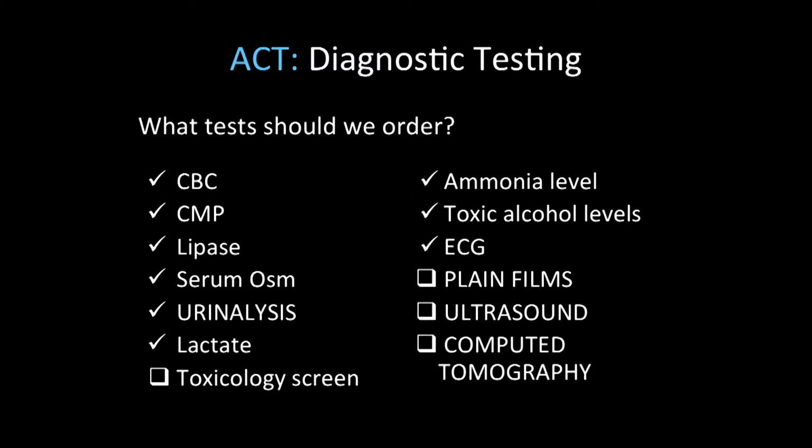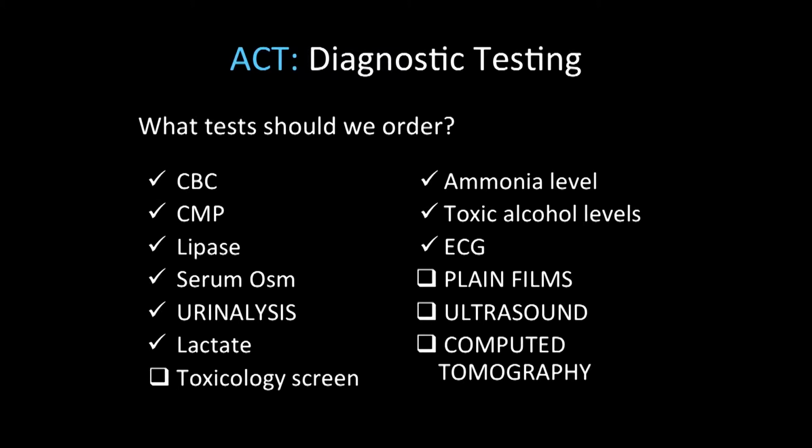We should obtain a lipase. He's reported nausea and vomiting, and he has a risk factor for pancreatitis. So that will help us rule that possibility out. And serum osms. Now this is extremely important to determine whether this patient has the possibility of a toxic alcohol ingestion. We have a high suspicion for ketoacidosis given our finding of a ketone odor on exam. The urinalysis will also help us by demonstrating ketones in the urine.